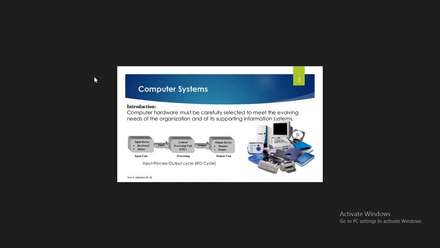There are a lot of pictures of the hardware such as monitors, hard disk, projector, scanner and so many things, right? Keyboard. Computer hardware must be carefully selected to meet the evolving needs of the organization and its supporting information system.